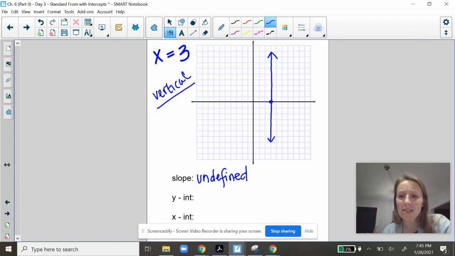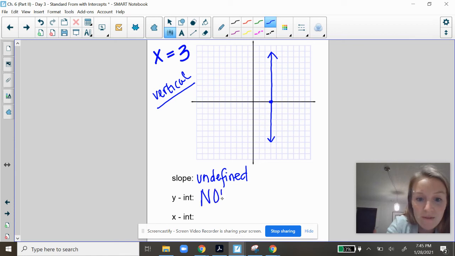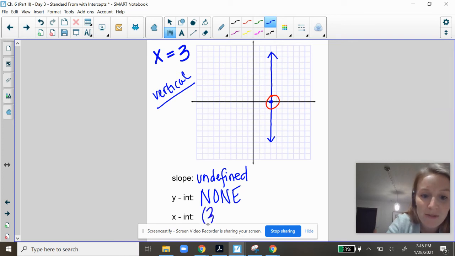All right, y-intercept. Do you see a y-intercept? Does this cross the y-axis anywhere? No, it doesn't. A vertical line does not have a y-intercept. Okay, how about our x-intercept? Well, you should hopefully recognize that your x-intercept is going to be (3, 0).